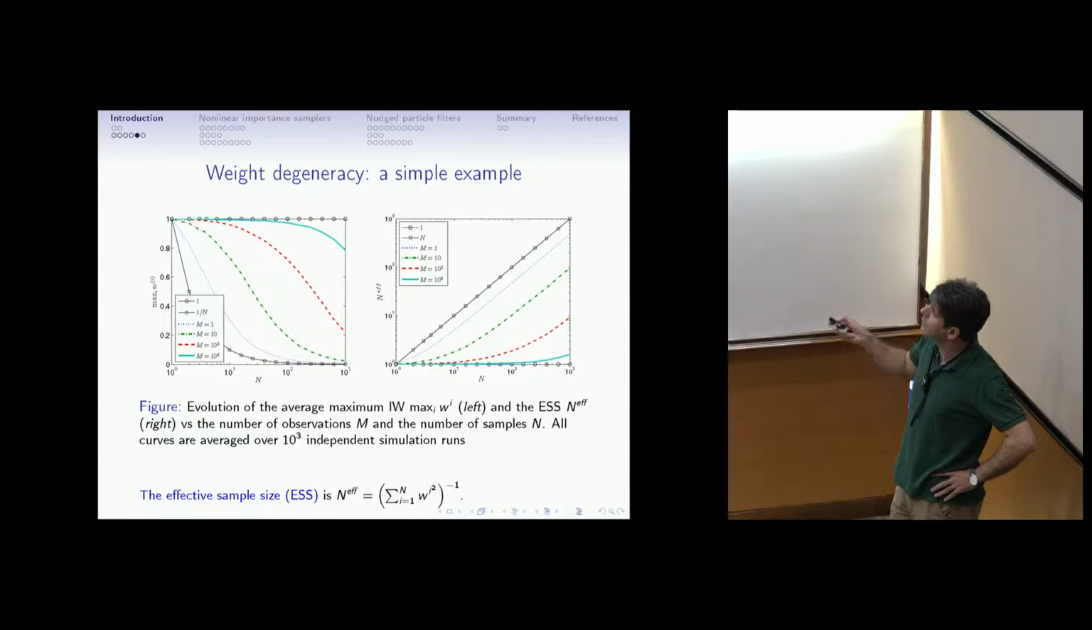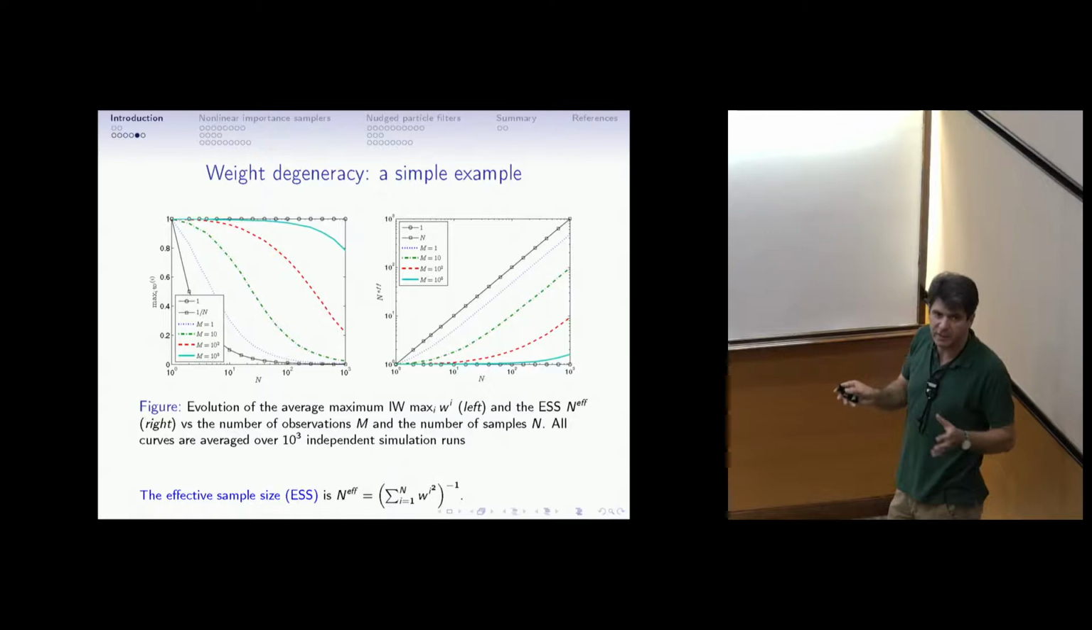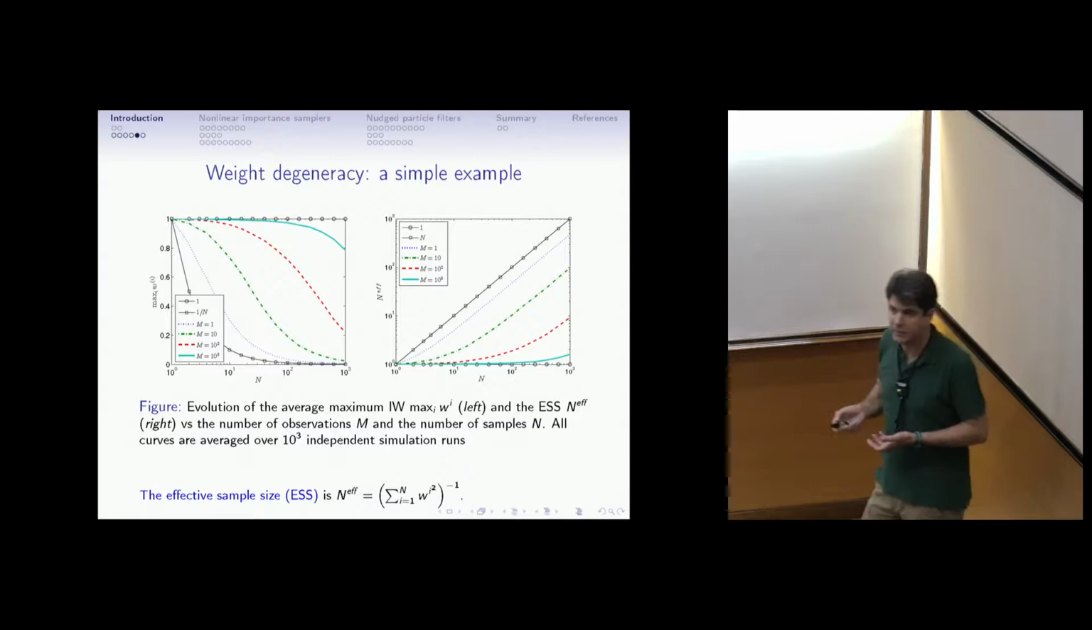Okay. So we haven't changed the dimension. We just have shrunk the likelihood. And this is the effect. You get great degeneracy. And this is another way of seeing the same phenomenon, but by looking at the effective sample size. Okay.